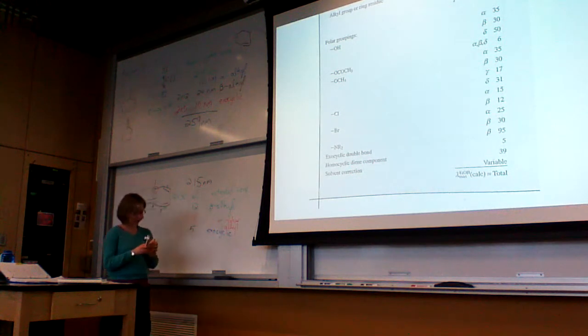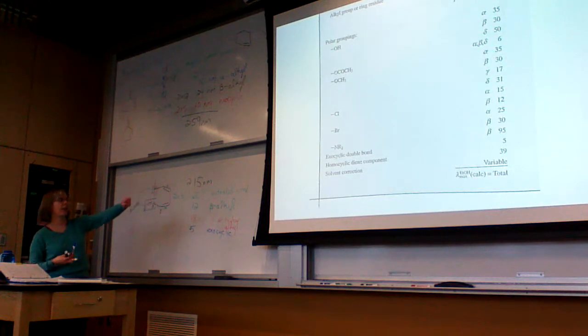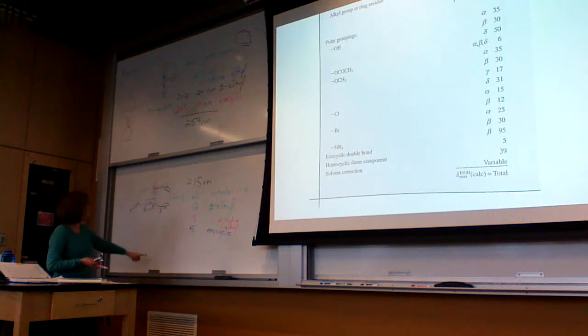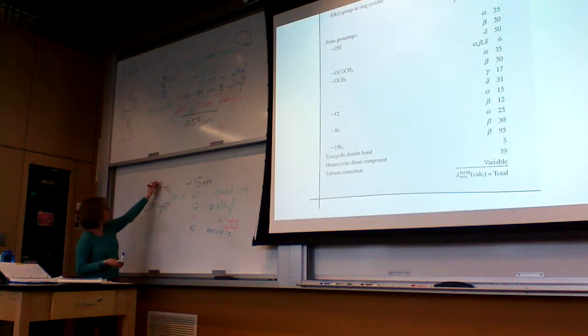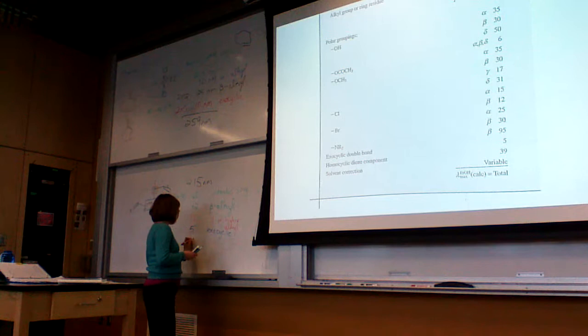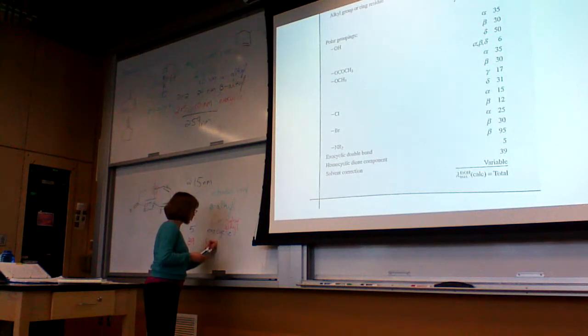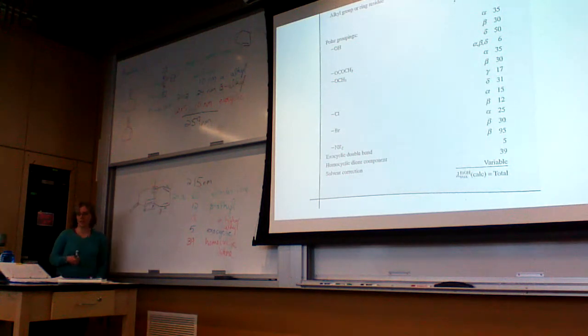So we're going to add 5 for our exocyclic portion there. And the homocyclic diene component: we have 2 alkenes here that are within the same ring, and so they are going to be considered a homocyclic diene. We add 39 for that.